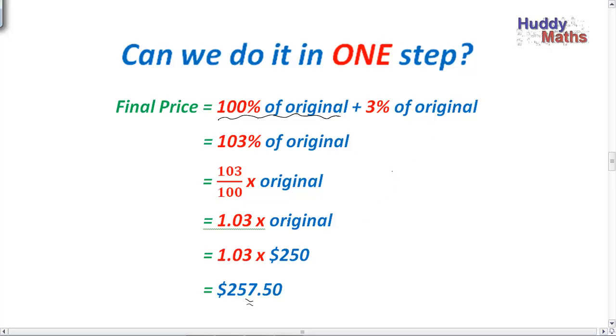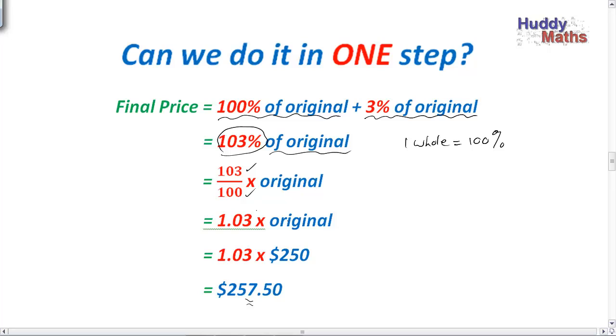100%, 100 squares out of 100 squares. 3% is the increase. So overall, what are we doing to the original? We want 103% of it. Because remember, 1 whole is 100 squares out of 100, 100%. So we now really have to pay 103%. It's 103 out of 100, more than the whole, in other words.